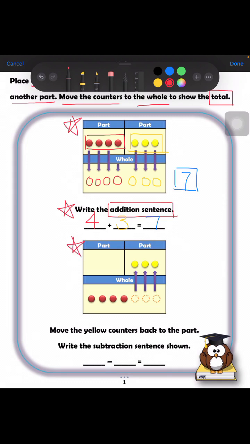The pot on the left hand side, there's no counter. And the part on the right hand side, how many counters? Yes, there are 3 yellow counters. So how about the hole? How many counters? So originally there should be 7 counters in the hole, and then we move 3 yellow counters back to the pot, and then we move the red counters back to the pot.